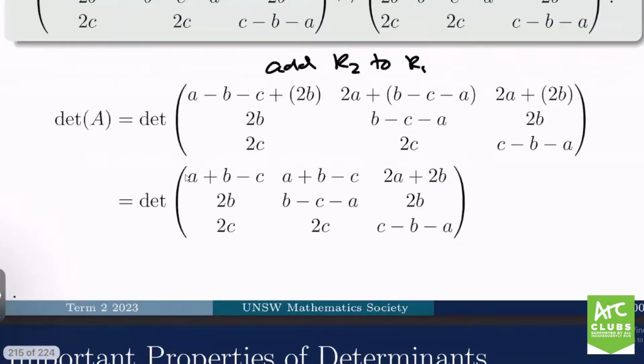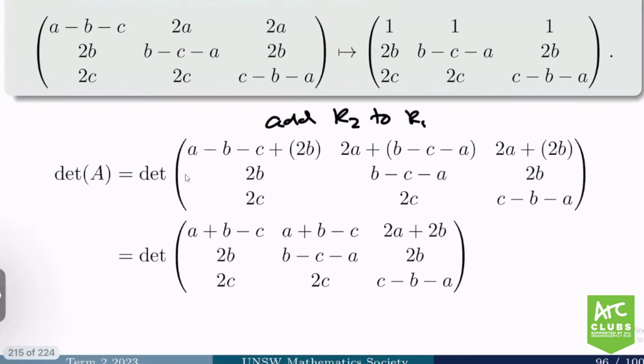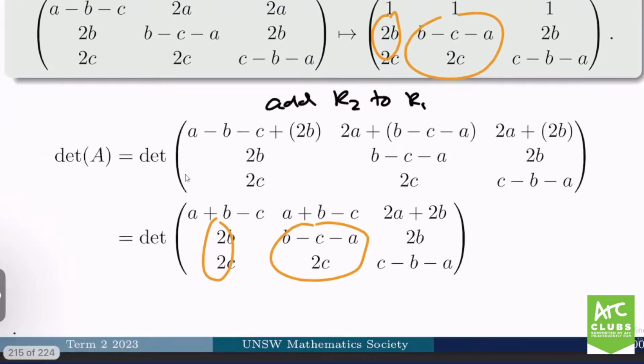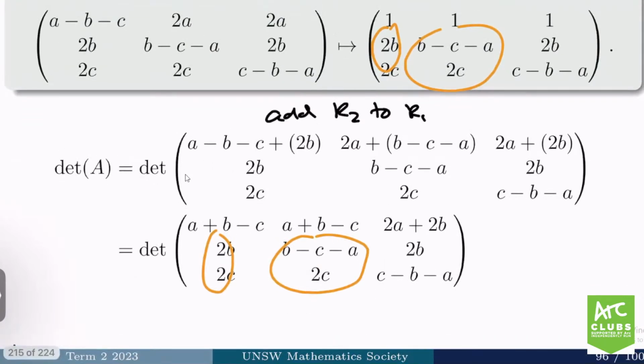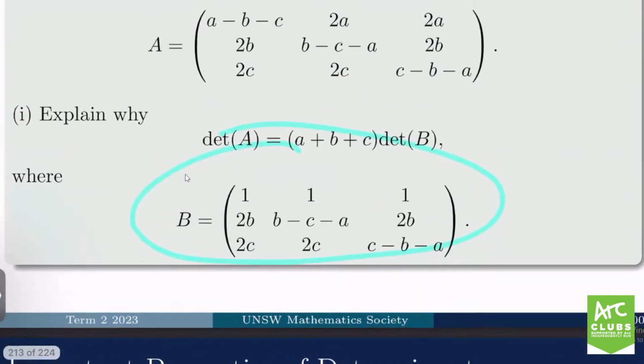If I do that, then I'll get on the top A plus B minus C, and then A plus B minus C, and then 2A plus 2B. Now, if we compare this to the matrix B, you can see that these elements are correct. These elements are correct. These elements are also correct. And you can see that what we need to do is somehow factorize out A plus B plus C.